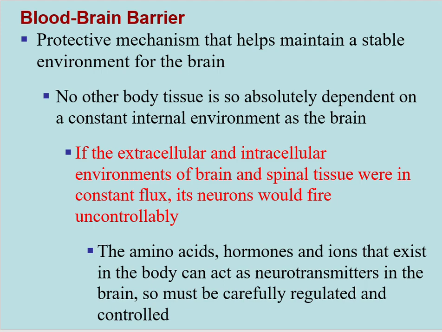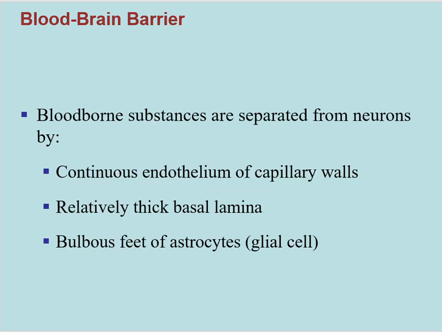There's really no other body tissue that's so absolutely dependent on a constant internal environment as the brain. So things like amino acids, hormones, ions that naturally exist in the body and can exist in the brain can act as neurotransmitters. So we just don't want them there if they're not carefully being regulated and controlled, hence the blood-brain barrier.